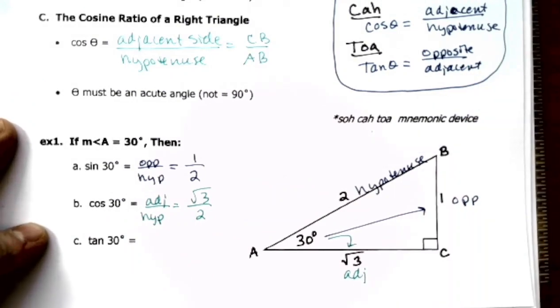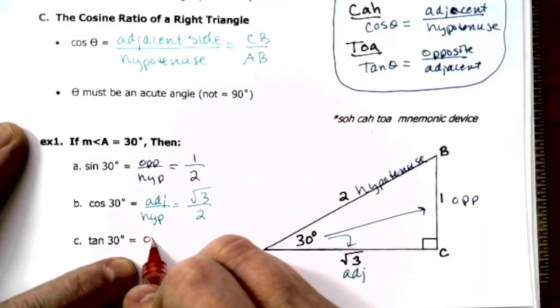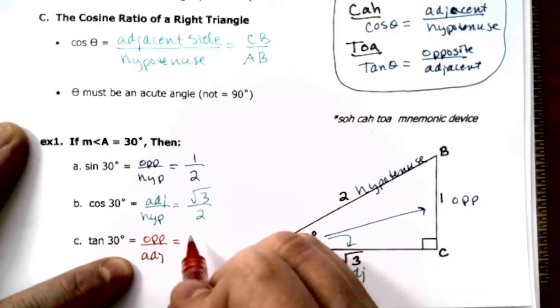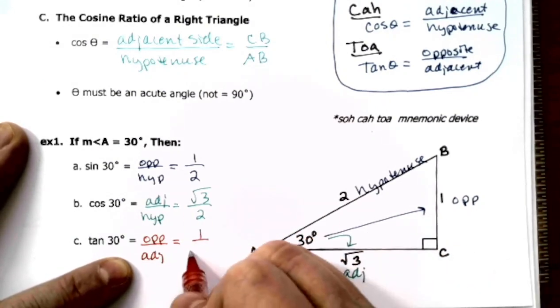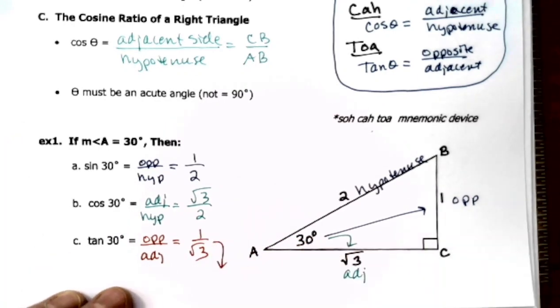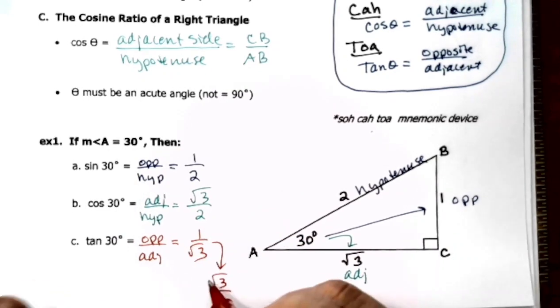Okay, now the third one, tangent, TOA, is opposite over adjacent. So my opposite side is 1, my adjacent side is radical 3. So 1 over radical 3, which you will need to rationalize into radical 3 over 3, which is the other form that one takes. All right, flip the page.